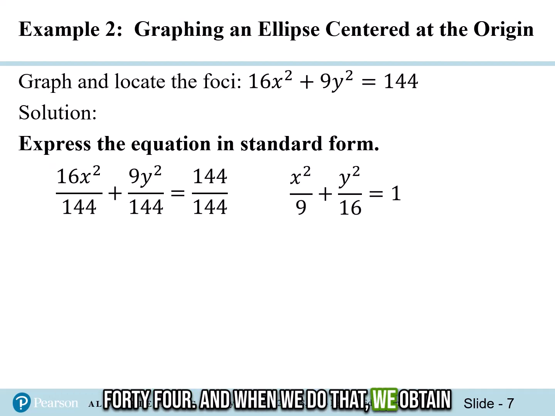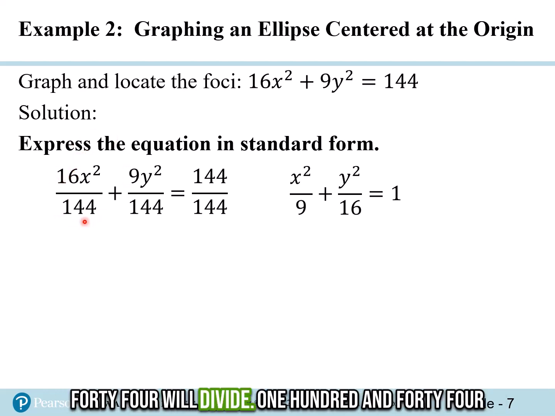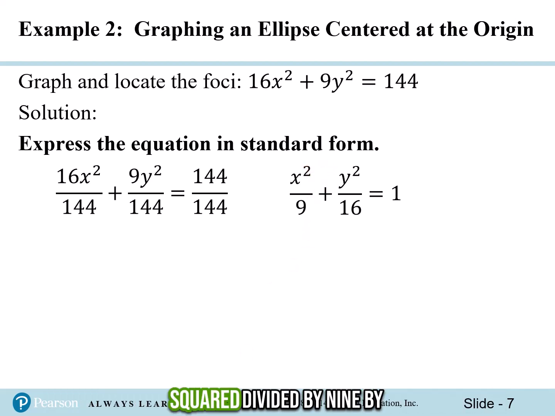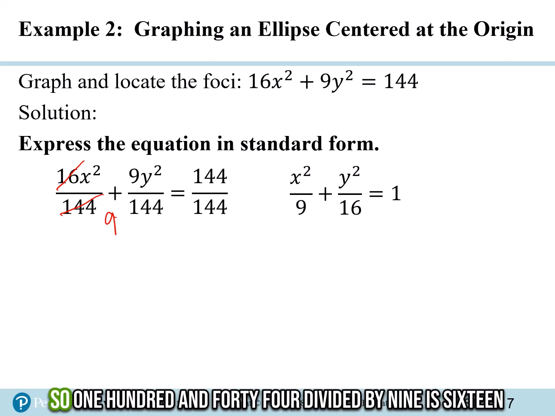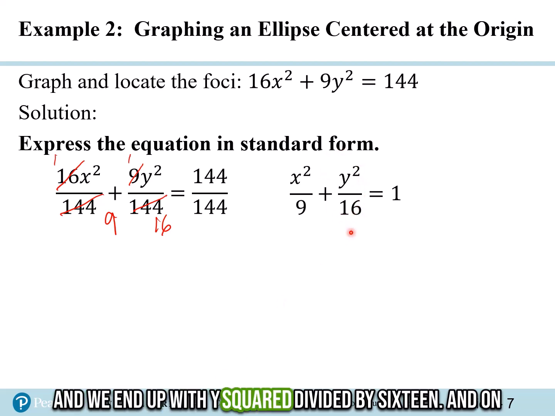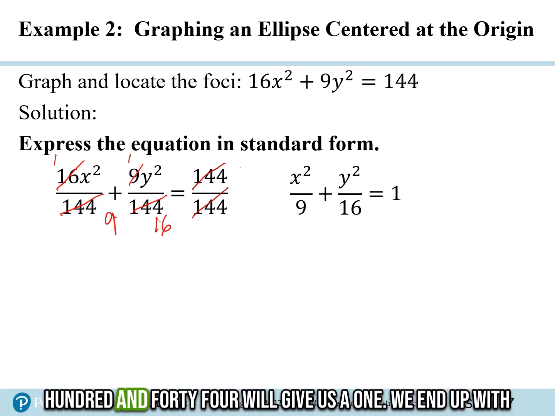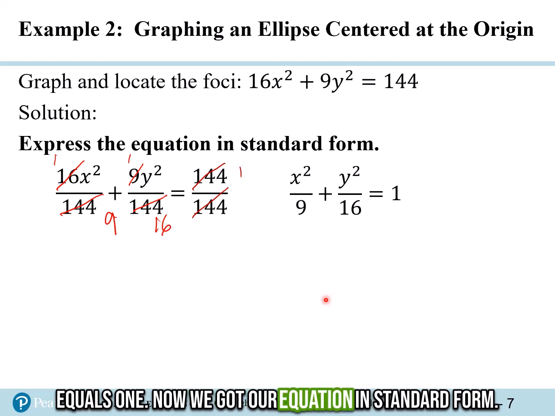And when we do that, we obtain x squared divided by 9. 16 and 144 will divide. 144 divided by 16 is 9. That's how we ended up with x squared divided by 9. 9 and 144, they would divide. So 144 divided by 9 is 16, and we end up with y squared divided by 16. And on the other side, 144 divided by 144 will give us a 1. We end up with x squared divided by 9 plus y squared divided by 16 equals 1. Now we got our equation in standard form.